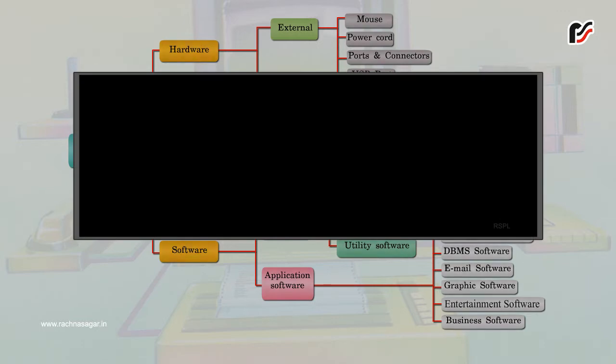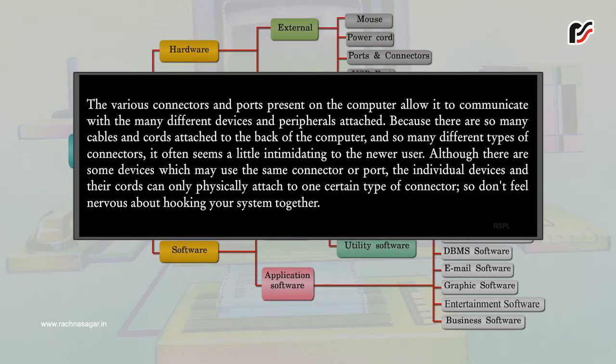Ports and connectors. The various connectors and ports present on the computer allow it to communicate with the many different devices and peripherals attached. Because there are so many cables and cords attached to the back of the computer, and so many different types of connectors, it often seems a little intimidating to the newer user. Although some devices may use the same connector or port, the individual devices and their cords can only physically attach to one certain type of connector. So, don't feel nervous about hooking your system together.